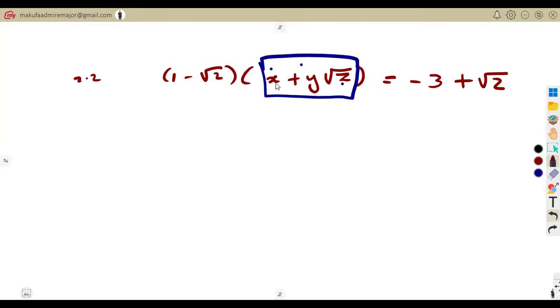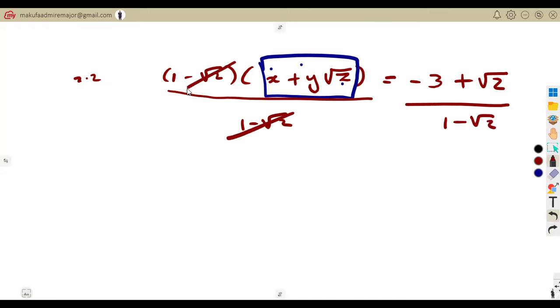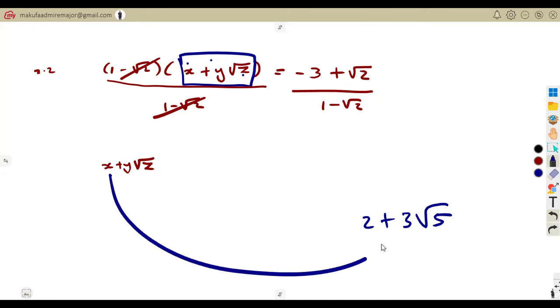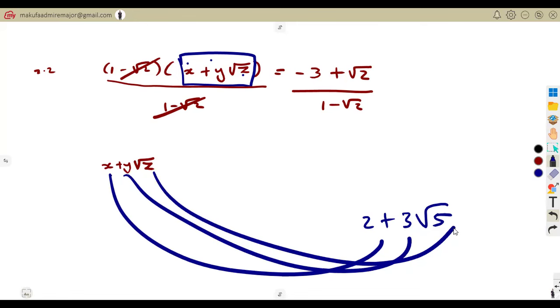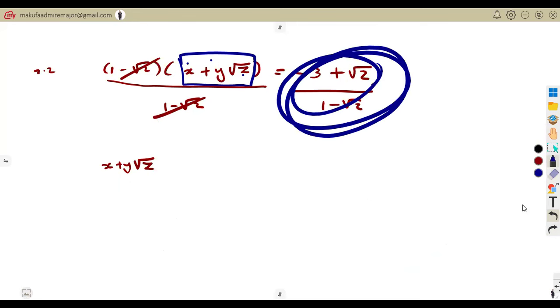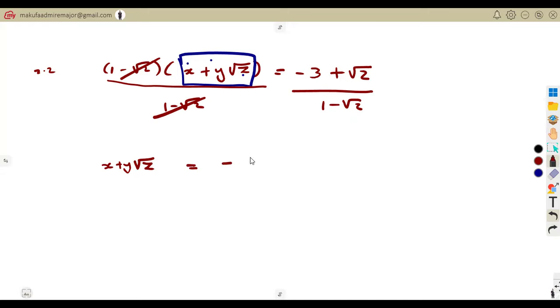So let's just remain with this and get rid of this other bracket that we see. We just have to divide by this bracket, 1 minus square root of 2, on both sides. So this can simply cancel, and you remain with x plus y square root of z. This here is a format, guys, that you write your answers in, like 2 plus 3 square root of 5. x simply represents a number, y a number, z a number. So you must simplify your right-hand side until you have that format. That's what they're simply trying to say.